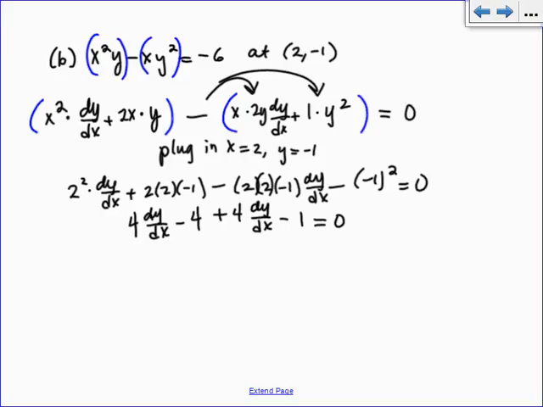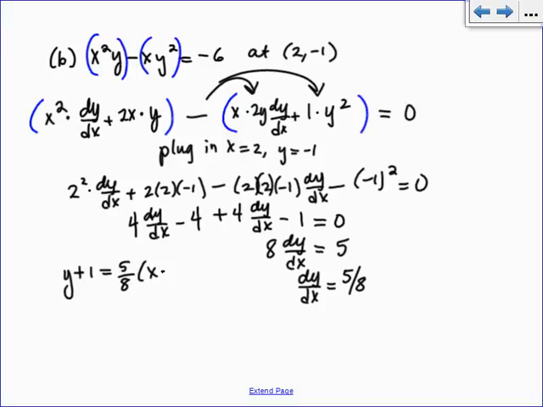So I want to solve for dy over dx. So I'm going to add the 4 over and add the 1 over, so I get 5 on the other side. And when I combine my 4 dy over dx plus another 4 dy over dx, I get 8 dy over dx. So dy over dx ends up being 5/8. So that's the slope at that particular point at 2, -1. So your equation of your tangent line then is y minus -1, so plus 1, equals 5/8 times x minus 2. So you just finished that.